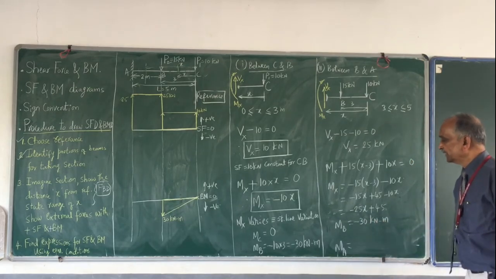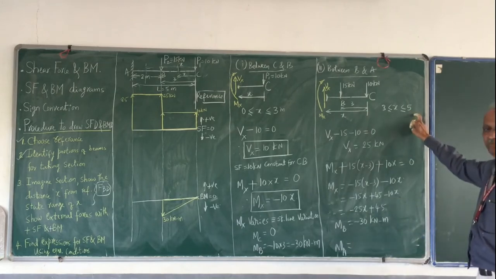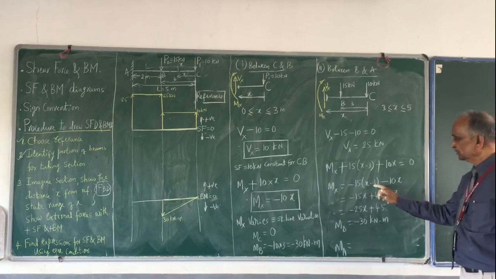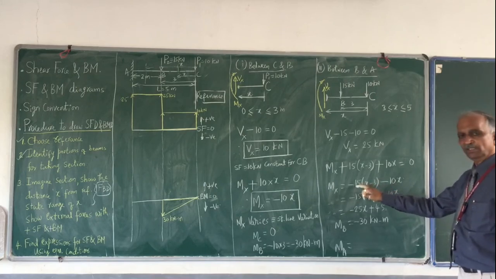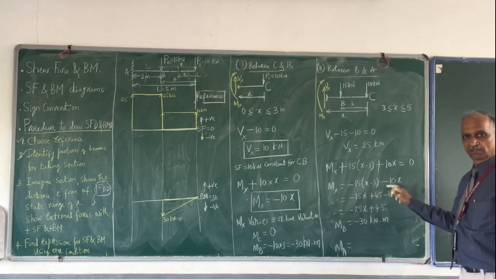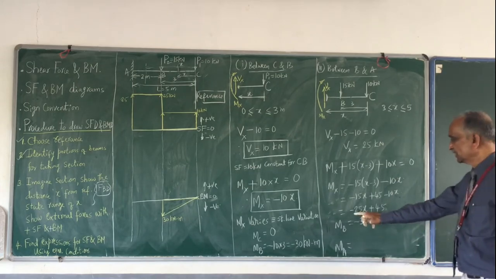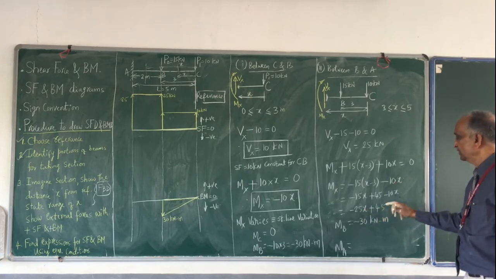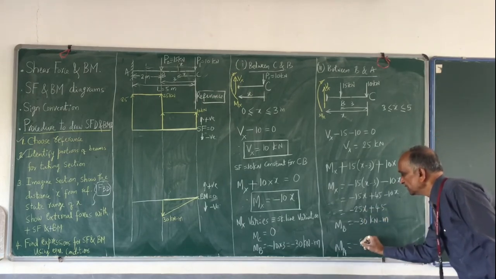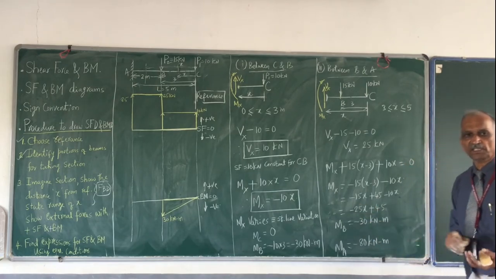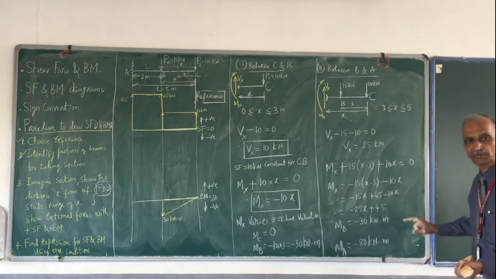Now bending moment at A, that is x equal to 5. 5 minus 3 is 2. 2 into minus 15 is minus 30. Minus 30 and minus 50, so minus 80. You can check it: minus 25 into 5 is minus 125. Minus 125 plus 45 is minus 80 kilonewton meter. So this is a straight line variation. You have already written it in between.